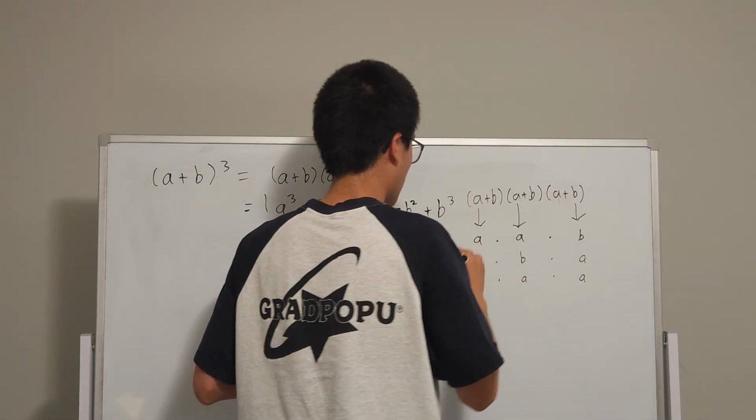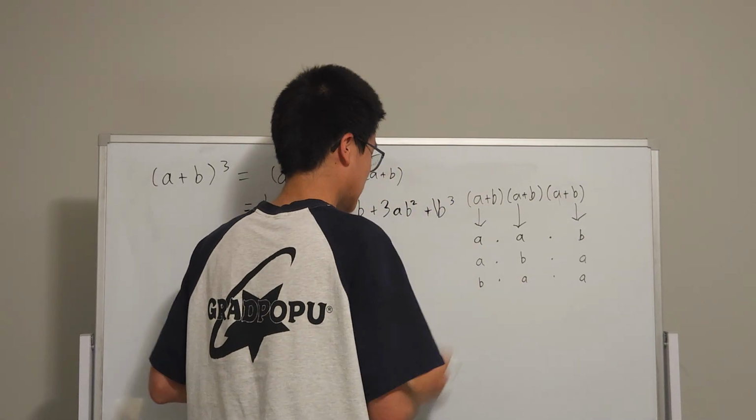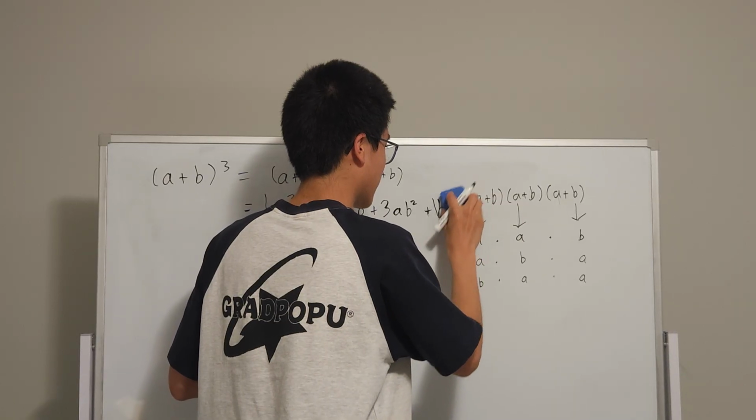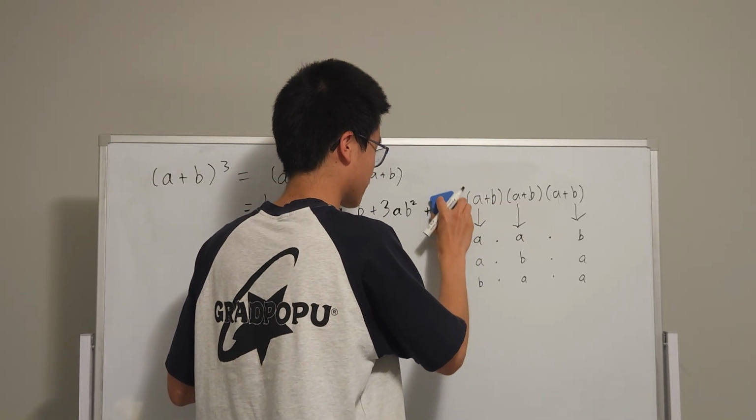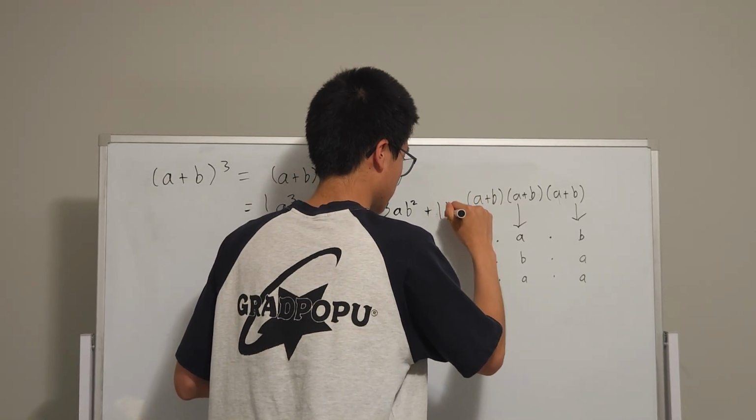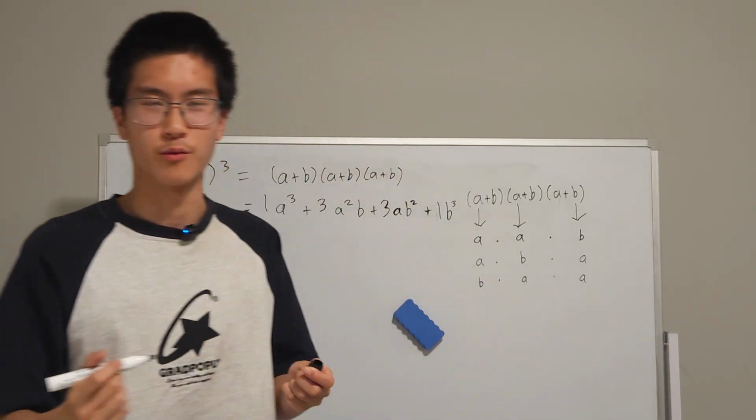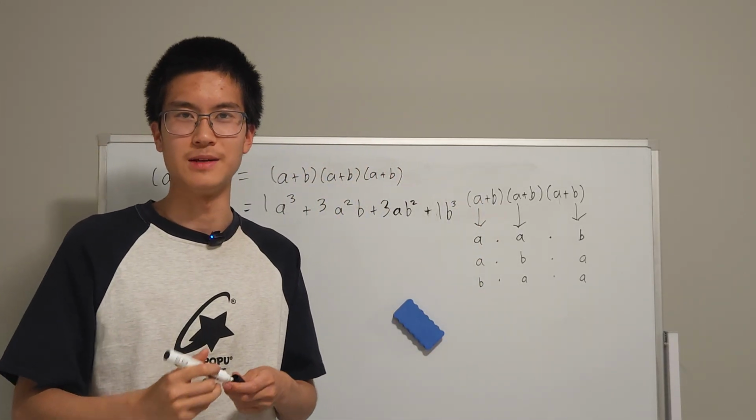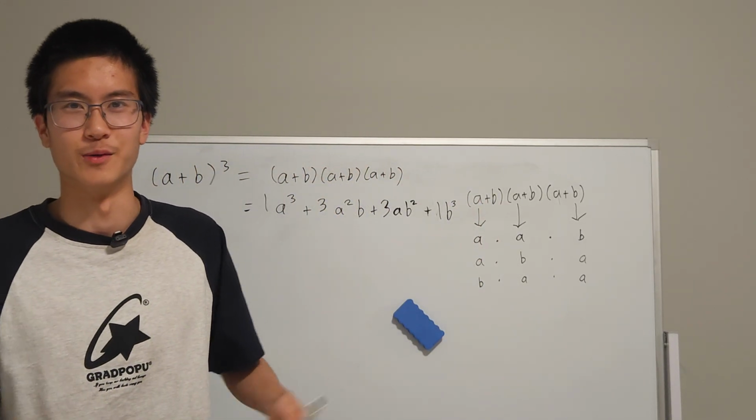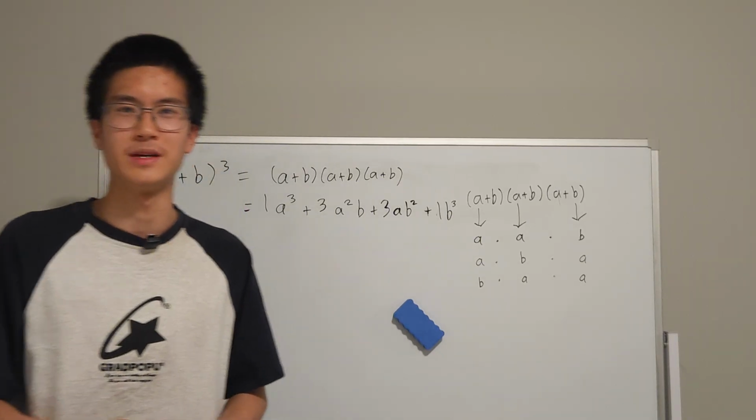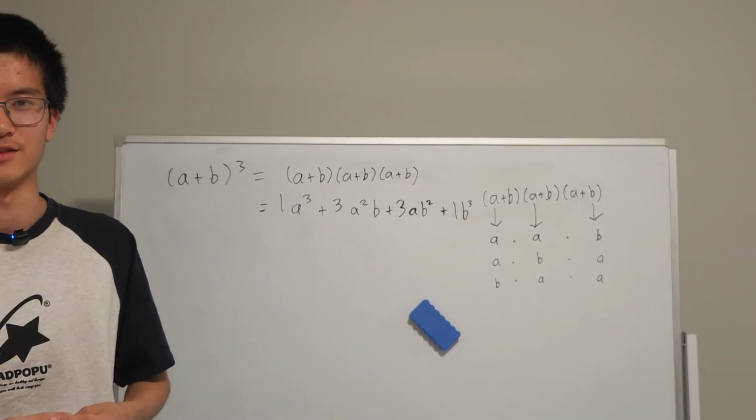And finally, there's one way to rearrange a sequence of 3 B's, right? If you have 3 B's in a row, the only way to rearrange them is just B, B, and B. There's no other way to do this because all the B's are indistinguishable. They are treated as the same.